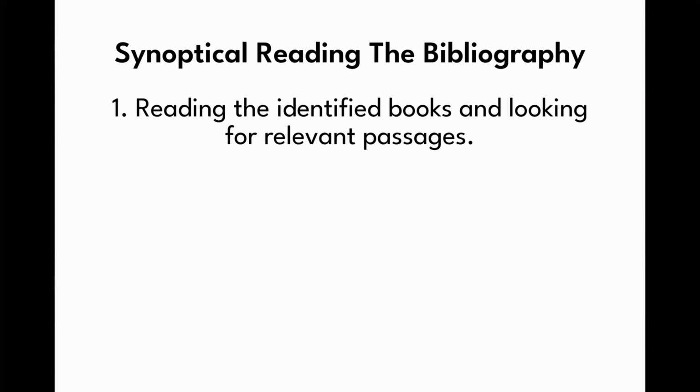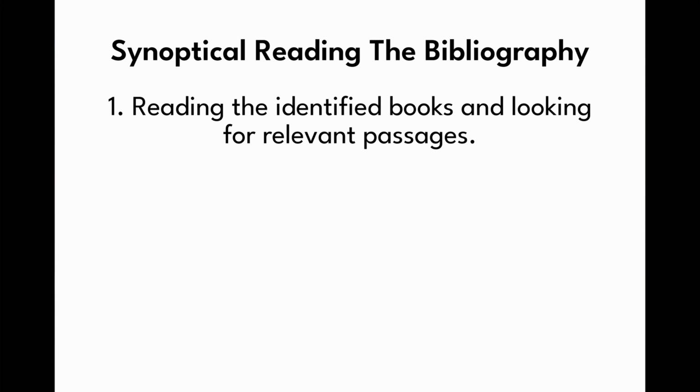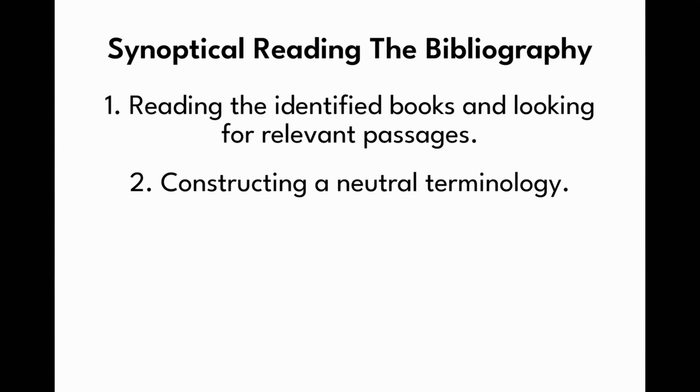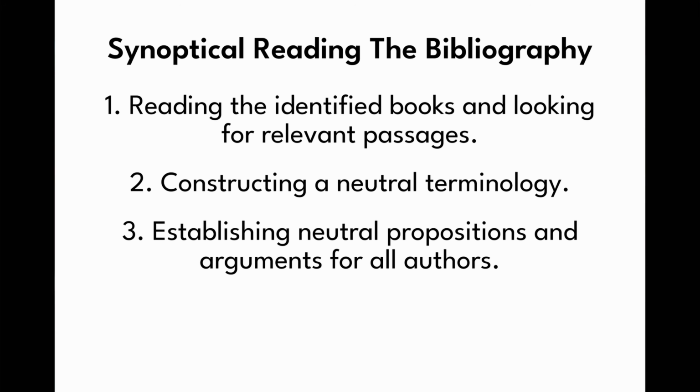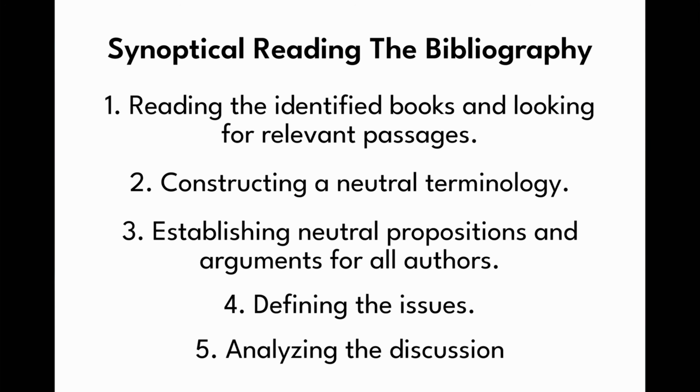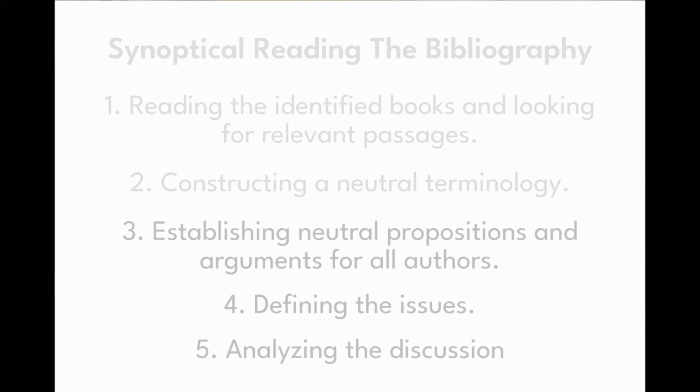Firstly, reading the identified books and looking for relevant passages. Secondly, constructing a neutral terminology. Thirdly, establishing neutral propositions and arguments for all authors. Fourthly, defining the issues. And fifthly, analyzing the discussion. So firstly, read the identified books and look for relevant passages.